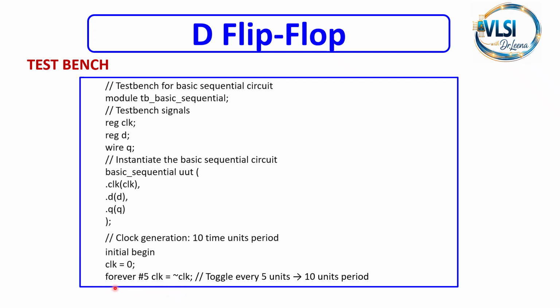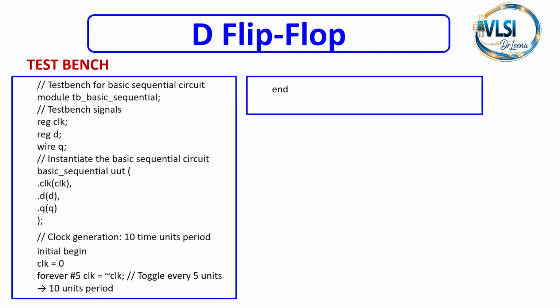Here, this forever is an infinite loop. It runs continuously, and #5 means wait for 5 time units, and clock equals not clock inverts the clock. Here the clock changes every 5 units, so the clock period is 5 plus 5, 10 time units. This creates a 50% duty cycle clock. Now, after assigning the clock generation, we are going to end it.